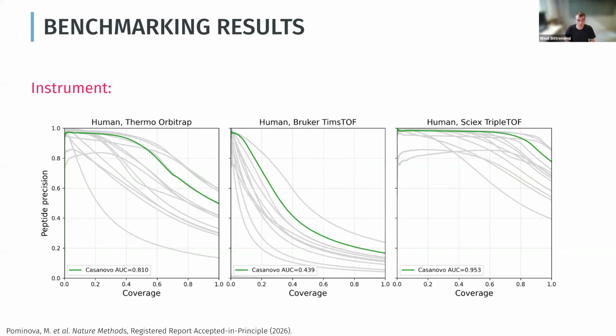And then the same thing for different instruments, where we see good performance on Thermo Orbitrap on the left and SCIEX Triple TOF instruments on the right. But then also for Bruker timsTOF, none of the tools perform very well. And this is in large part because of the ion mobility dimension that is included in timsTOF measurements, which none of the tools can accurately deal with yet.